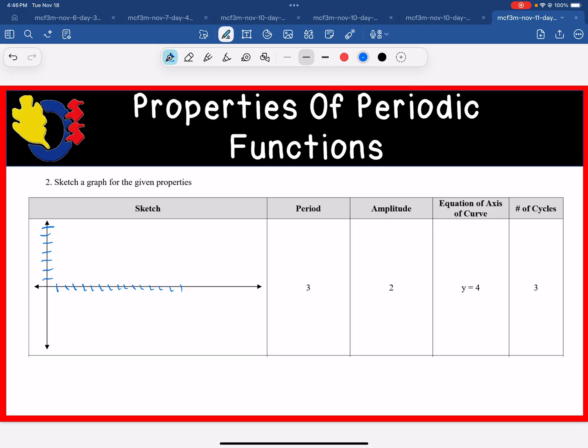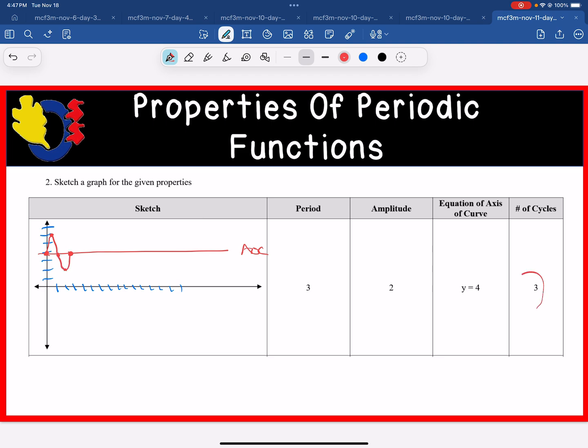Okay, so my axis of curve is at 4. So 1, 2, 3, 4. So here's where my AOC is. The amplitude is 2, the period is 3. That means every 3, if I start here, is a complete cycle. So this is going to be really tight actually. In between 1 and 3, which is 1.5, we're going to have a turning point. And then my amplitude is 2, so I need to count in between those. I need to go up 2 boxes. In between the second and the third dot, I need to go down 2 boxes. So here is one really tight cycle.